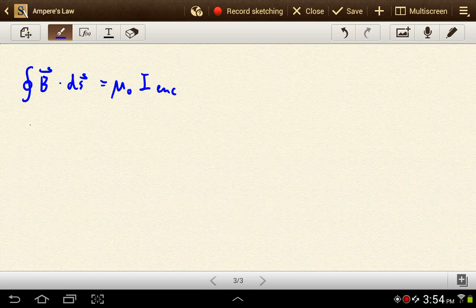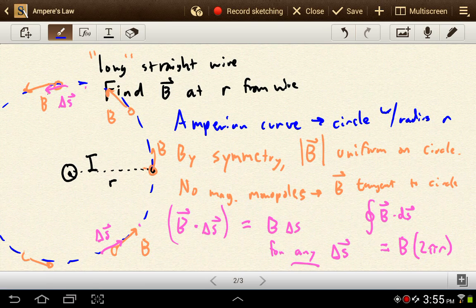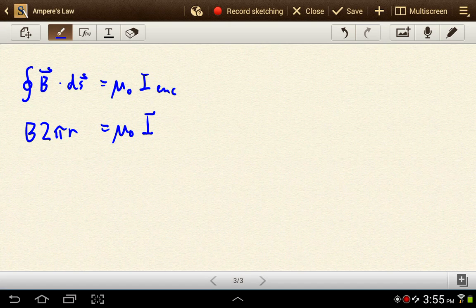So substituting in what we got on the last page, we get B times 2 pi r equals mu naught times the current enclosed in the loop, which is just I, right? Looking at this Amperian loop, the only current inside was I. This is the current coming straight out towards us. So we solve for the magnitude of the magnetic field: B equals mu naught times I over 2 pi r. And there you go. That's the formula for the field around a wire.